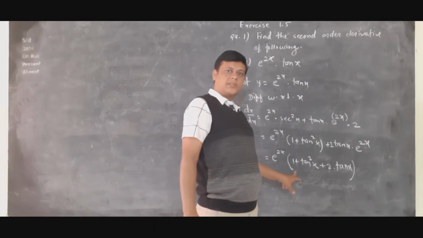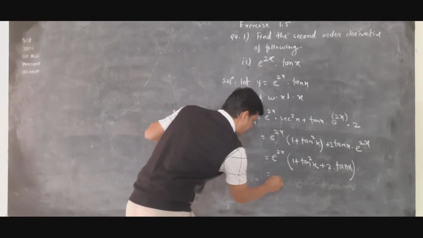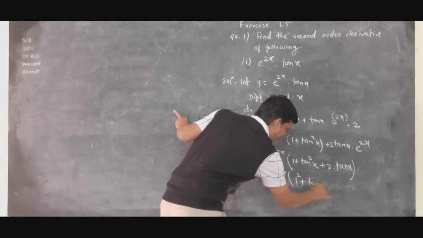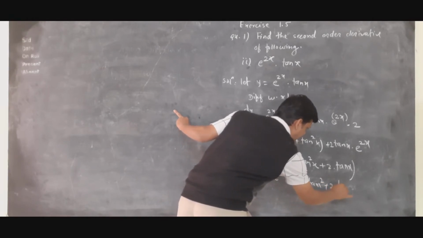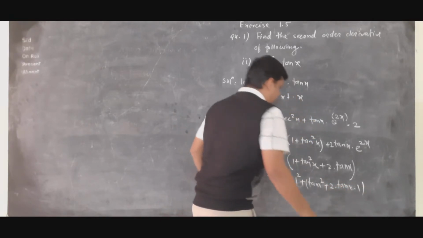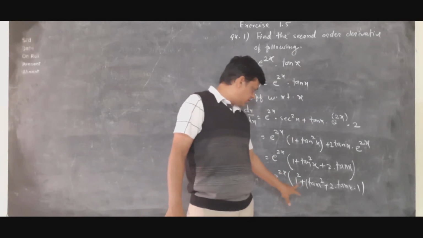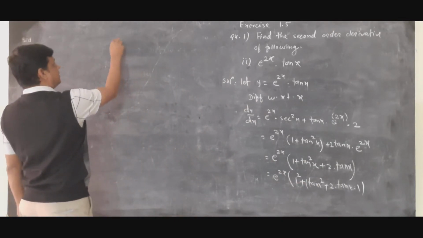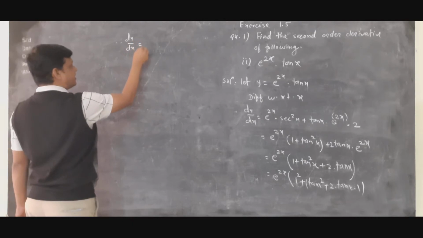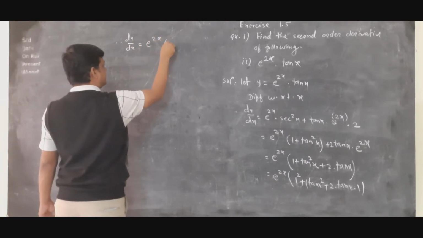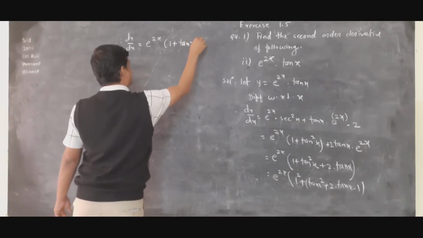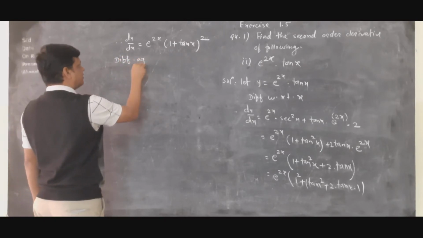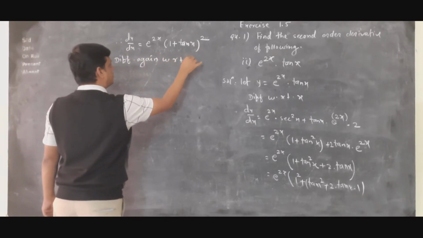If we write 1 as 1 square, so we write here (e^(2x))((1)^2 + (tan x)^2 + 2 tan x · 1). Then this is the simplification of (1 + tan x)^2. So we write here, therefore dy/dx = e^(2x)(1 + tan x)^2. So differentiate again with respect to x.